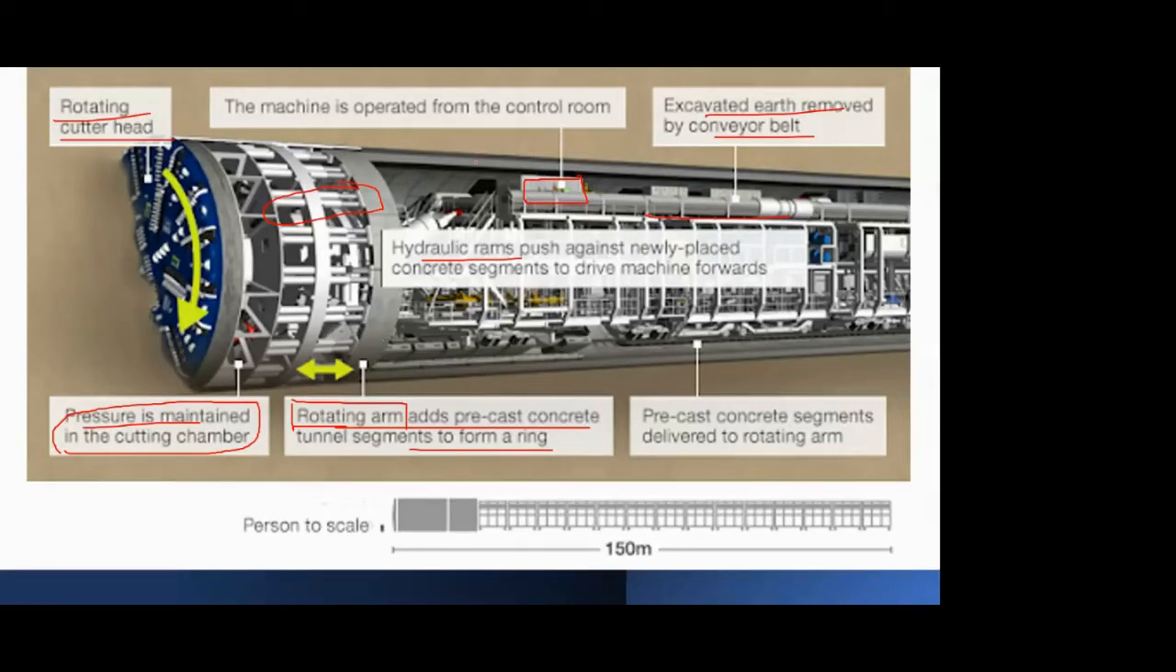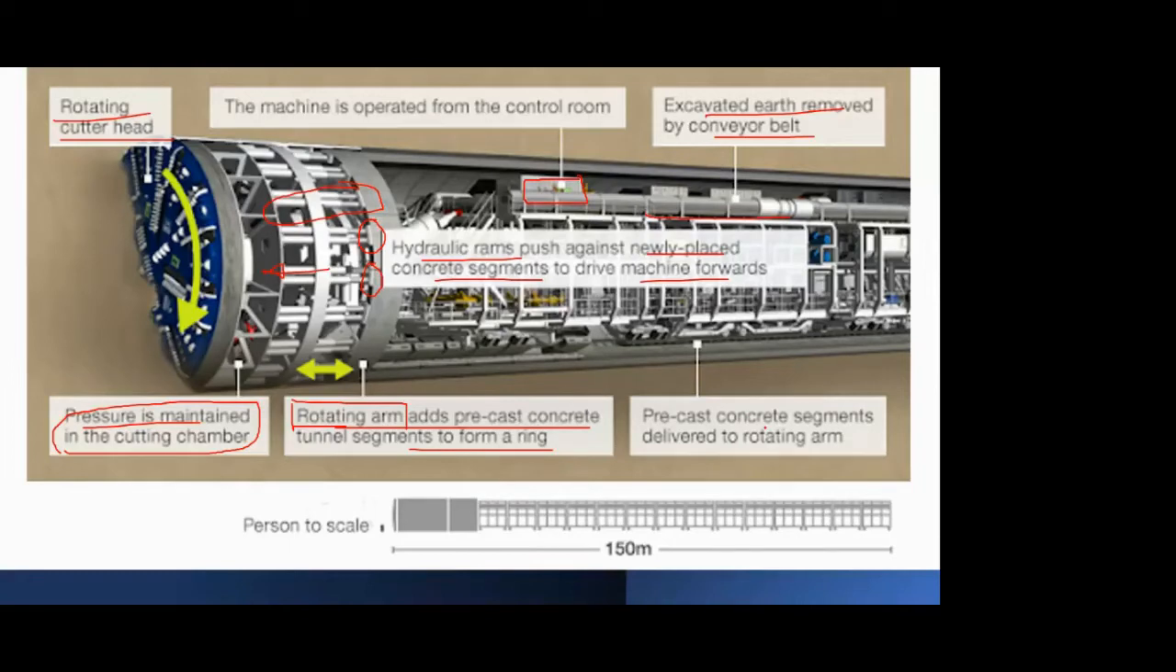Likewise, the segmental lining which is done is a concrete lining made up of precast segments. That will act as a firm base, and on that firm base the foot of the jack will be placed, and then it will push the machine in the forward direction. So the hydraulic rams push against newly placed concrete segments to drive the machine forward.